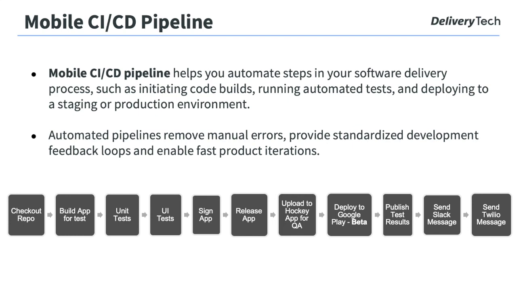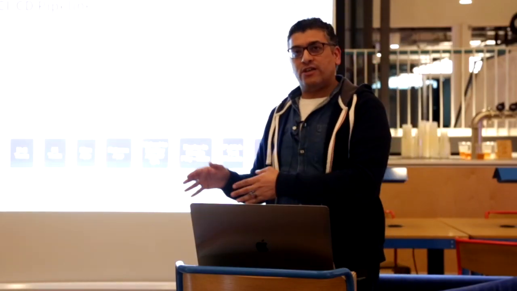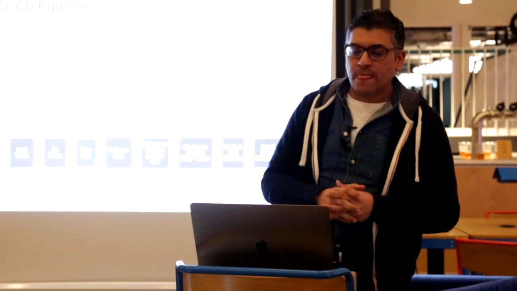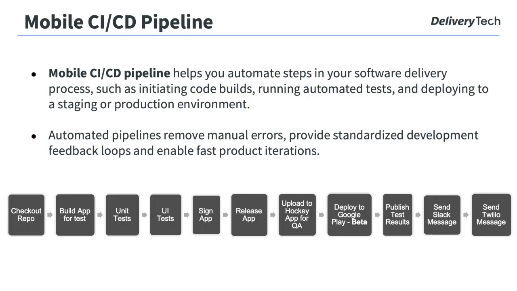So a mobile CI/CD pipeline helps you automate steps. We need to automate everything in the application: deployment, testing, building of our application, reporting results, and everything else. Such as initializing code builds, running automated tests, and deploying to staging and production. We can also flag that this will go to the staging environment and this will go to the production environment.